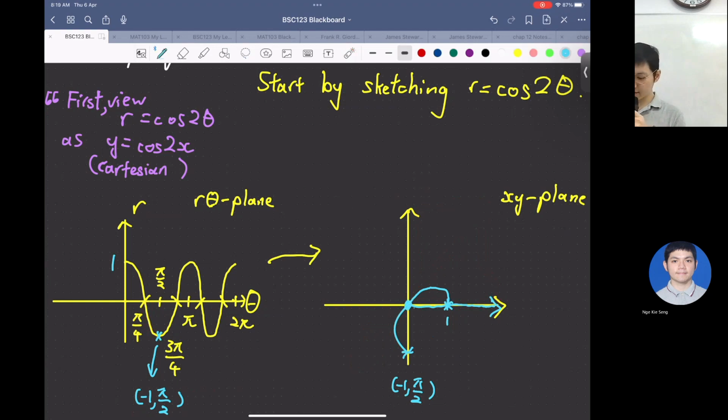And then you continue this method. Next is 3 pi over 4. So you move to 3 pi over 4 and then you move to 0. And then you keep going.